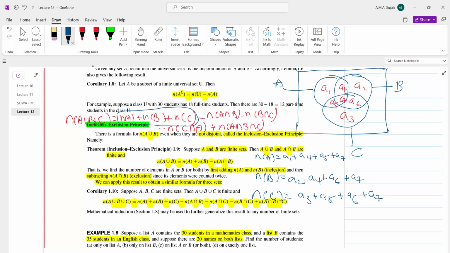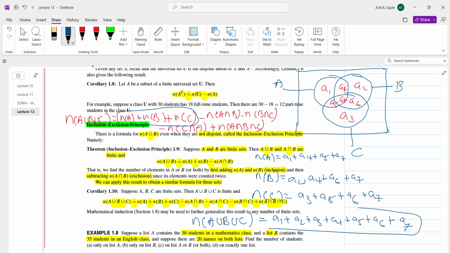Now we need number of A union B union C. It is what? A union B union C means what? A1, A2, A3, A4, A5, A6, A7, right? This is A union B union C, the sum of these 7 elements, right? Now, just imagine we consider number of A plus number of B plus number of C, right? It means it contains all these elements, right?